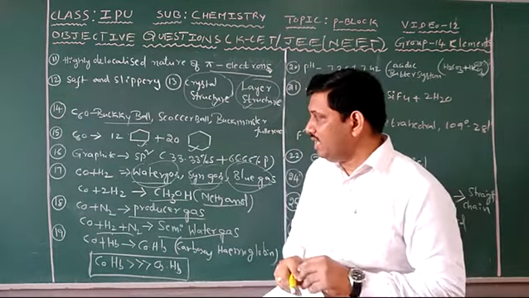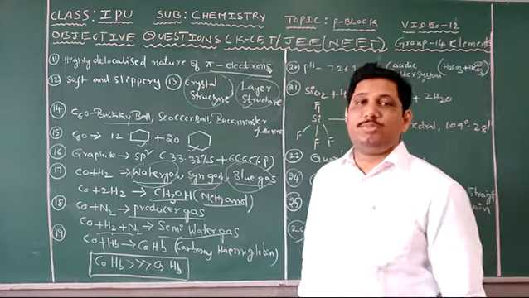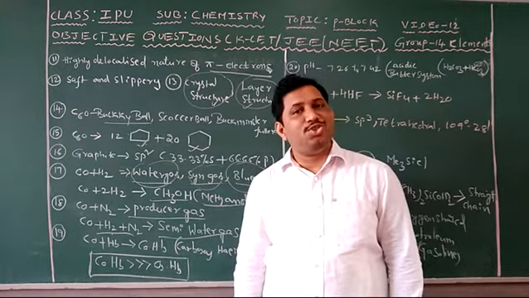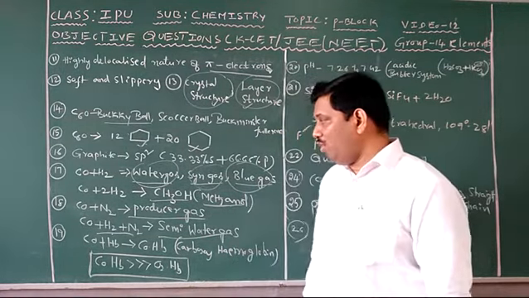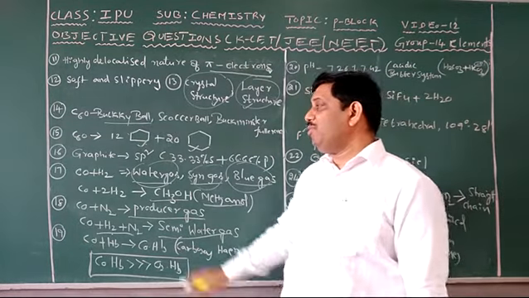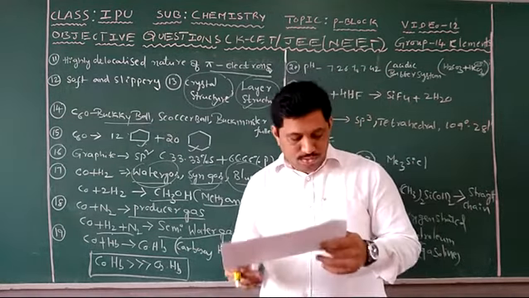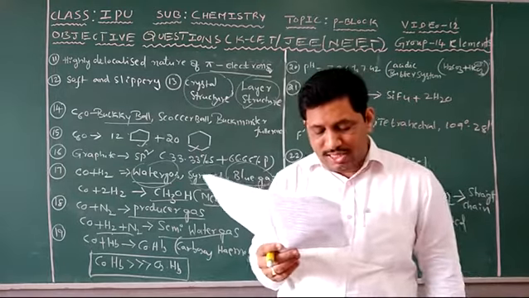Of these three gases, from the examination point of view, one is expected. CO plus H2 plus N2 is semi-water gas. CO plus N2 is producer gas. Carbon monoxide plus hydrogen is water gas. Okay, students. Next question.